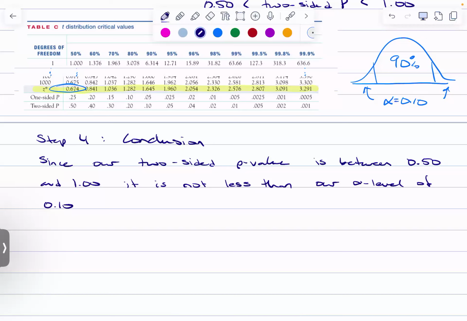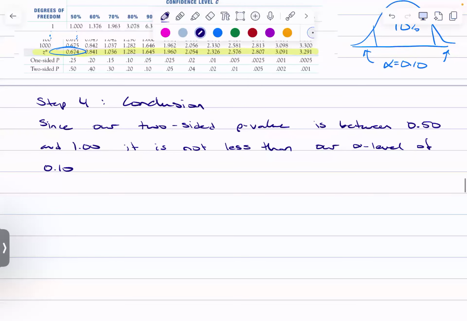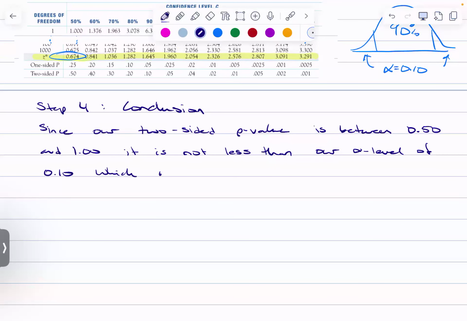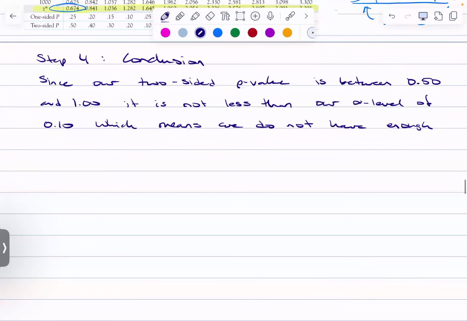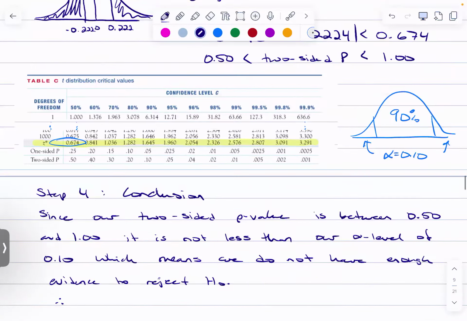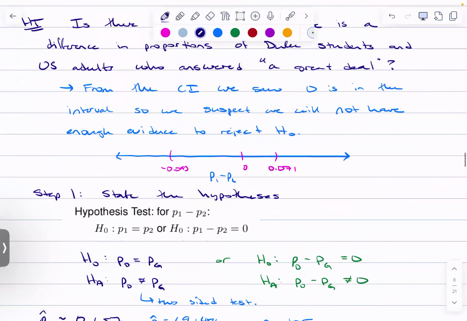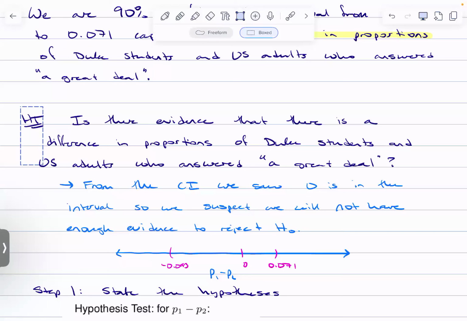For one-sided tests, you'd have to multiply it by 2. It's not less than our alpha level of 0.1, which means we do not have enough evidence to reject H naught. Therefore, good time too. Last part.